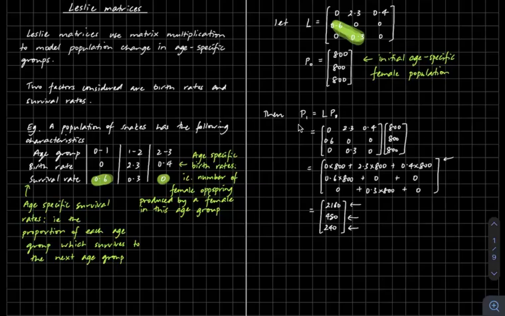And obviously the 800 snakes that were in the 2 to 3 age bracket, some of them have produced offspring, but none of them have survived. So there's 0 down here in this next age bracket.